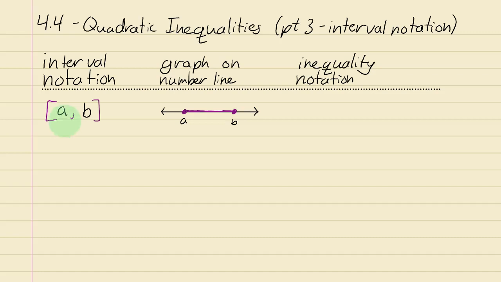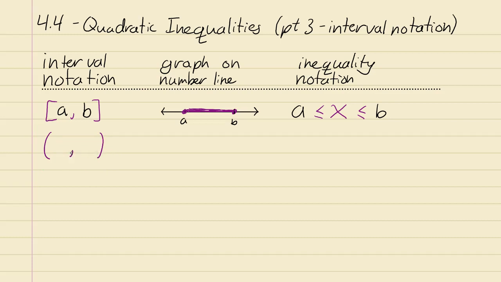And by the way, for this to make sense, your a must be less than b, or if I read it, I just wouldn't know what it means. So you could also write this as an inequality. x must be greater than or equal to a, and x must be less than or equal to b. That is what all those numbers in between there are.